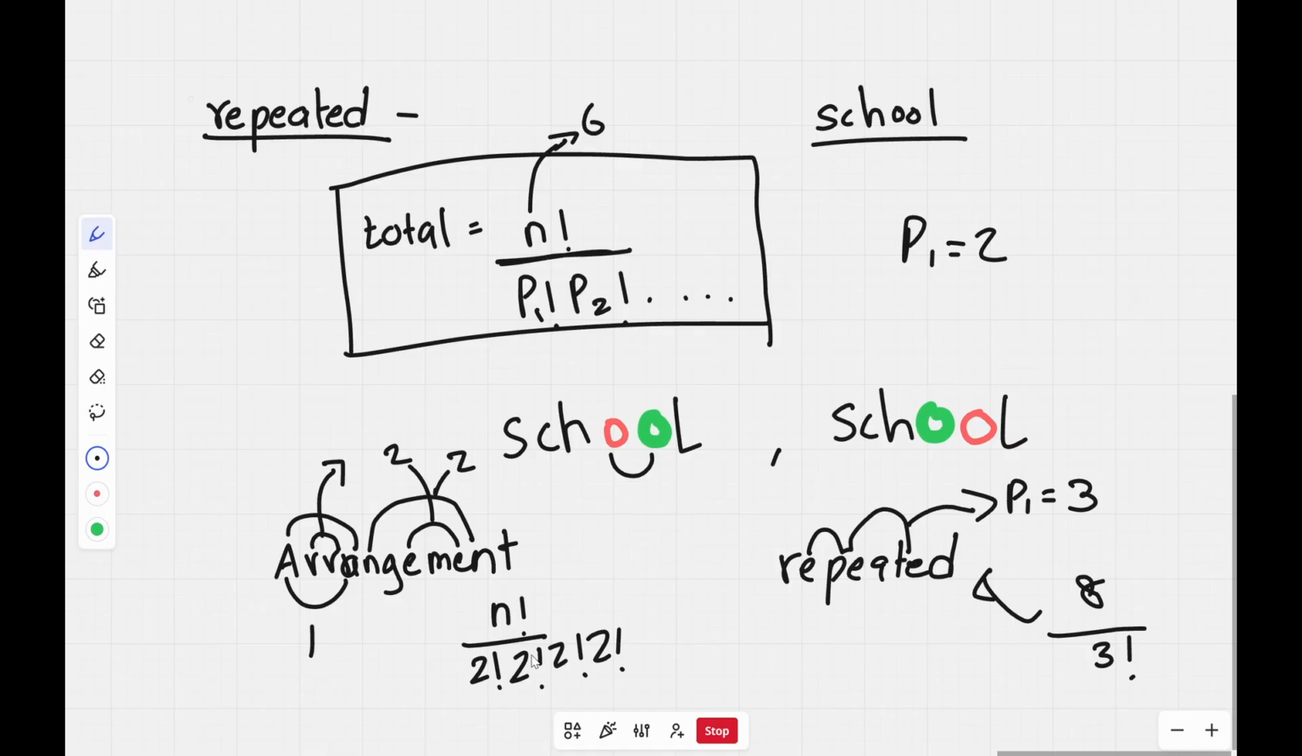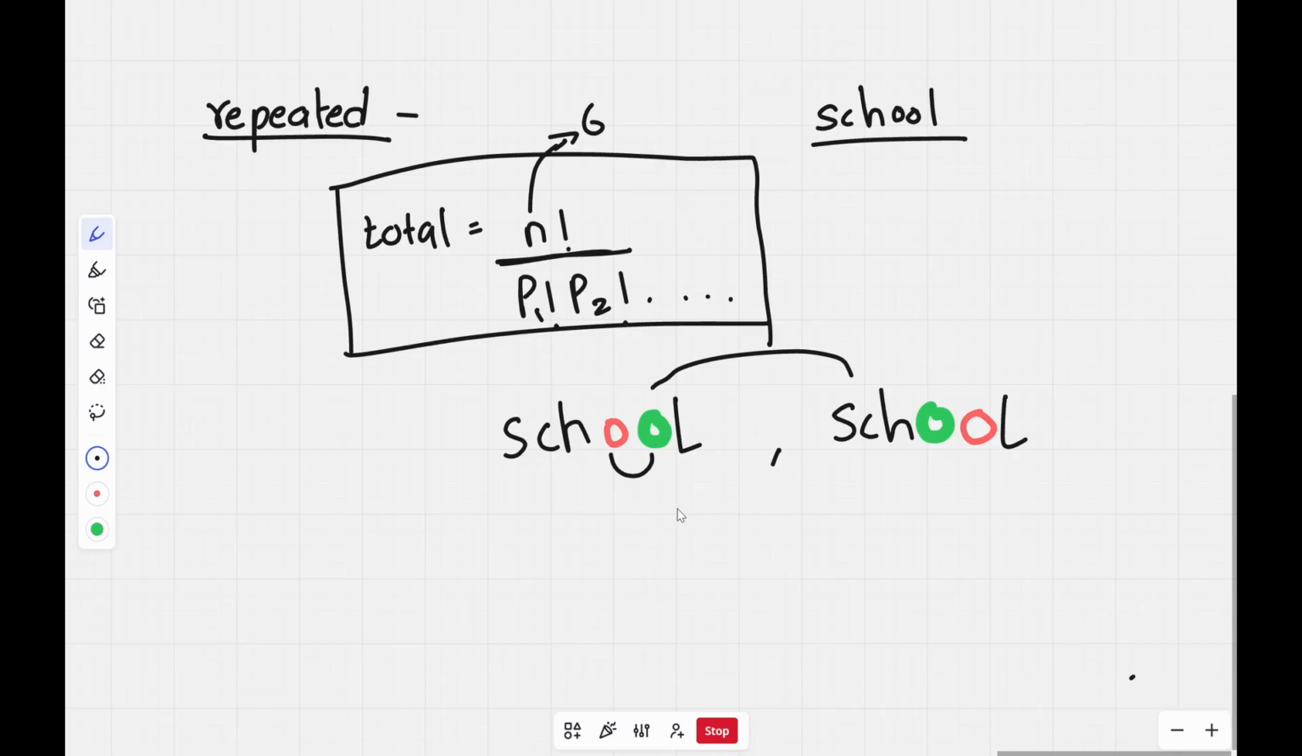It might be a little confusing right now, but when we solve questions, it would be easy to understand by that time. All right. So this is the formula. Now, before moving on, let's recap this part again.